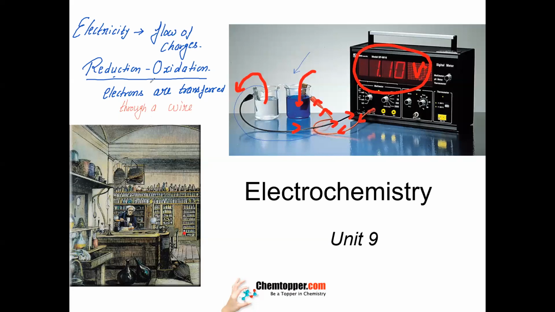During reduction oxidation, these are the only reactions in which electrons are involved. Electrons are given from one reactant to another. And if we force these electrons to move through a wire, then charge is flowing. Wires are made up of metals, and electrons are flowing through the wire. When electrons are flowing through the wire, that is electricity.